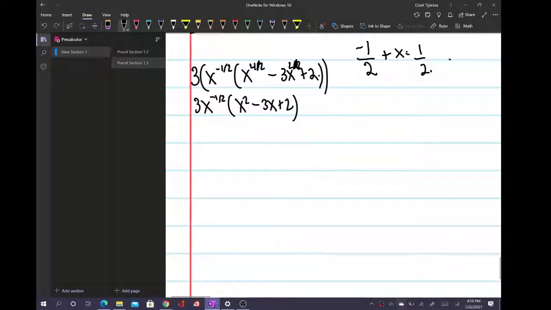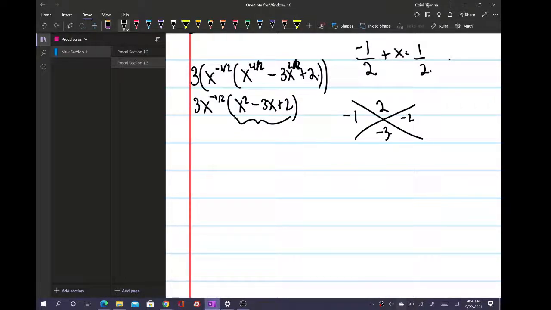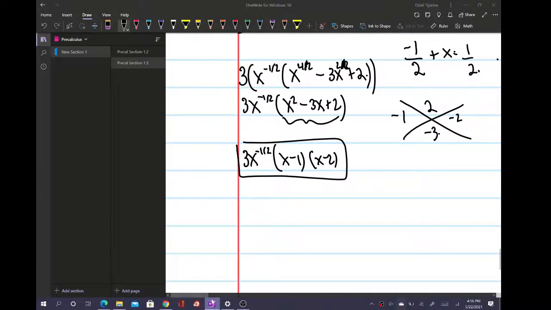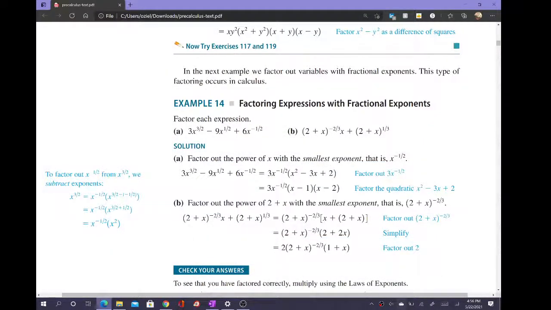So now we go ahead and factor this, right? x squared minus 3x plus 2, that's just negative 1 and negative 2, so it's going to be 3x to the negative 1/2 times x minus 1 times x minus 2. Okay, it's a tricky problem. I had to look at it myself, so this is what they did.